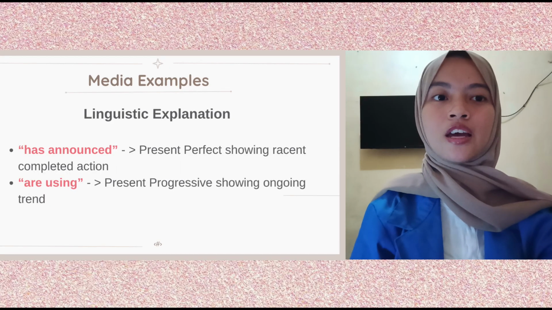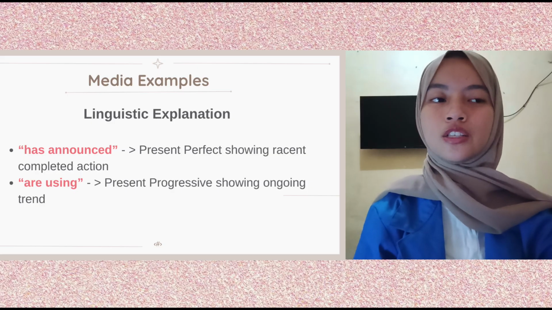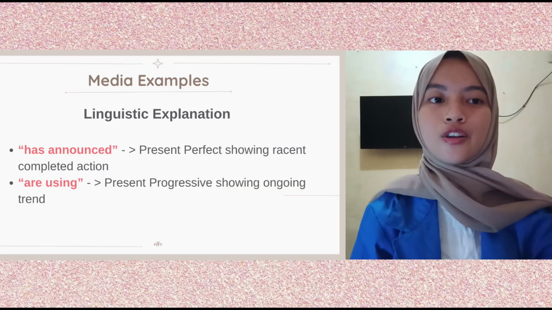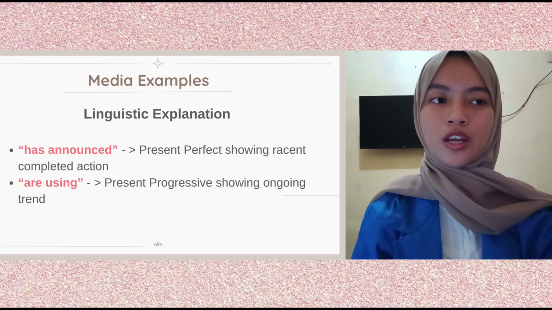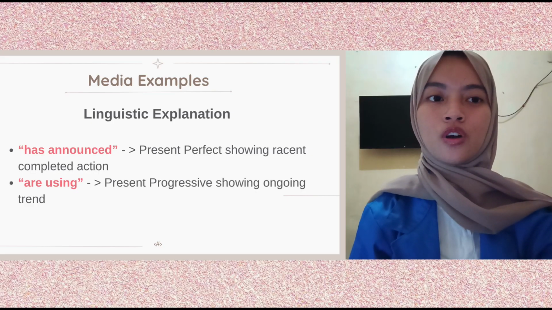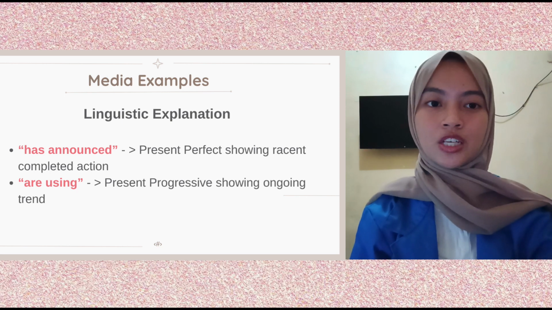In this sentence, has announced, the present perfect tense shows a recent completed action with a present result. In the sentence, are using, the progressive form shows an activity or trend that is still continuing. These examples show how tense and aspect are commonly used in real-life communication.